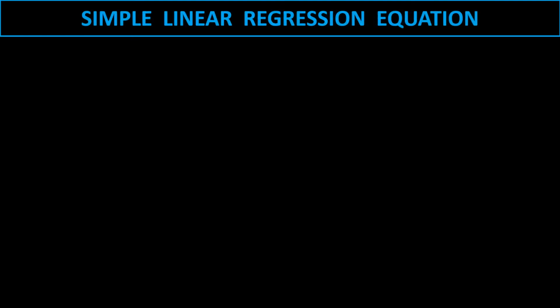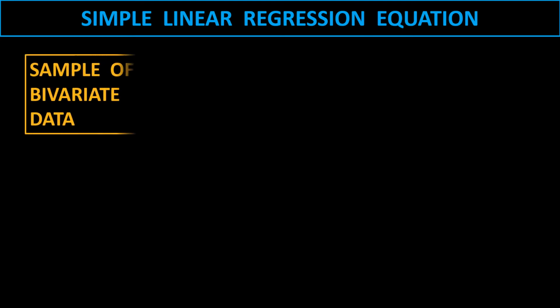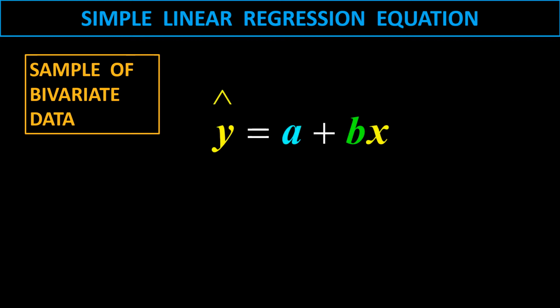Now let's look at the simple linear regression equation that we will use. It's important here that this equation is based on a sample of bivariate data, not the population data, just the sample. And the formula here, we have a little symbol there. How do we read that symbol? We read that as y hat. So that little symbol is read as y hat equal to a plus bx.